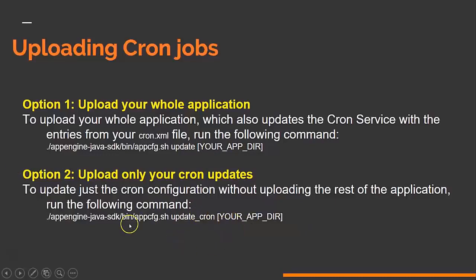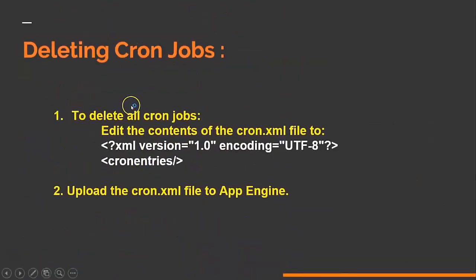Now if I want to delete any cron jobs, how am I going to do that? For deleting the cron jobs, you can edit the content of your cron.xml file to only this one. So you need to completely remove the cron entries and the cron elements, and then you can again upload your cron.xml file to your App Engine by using update cron.